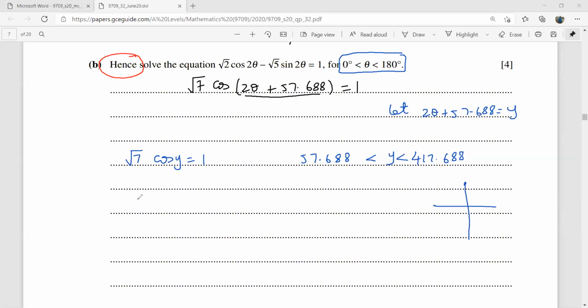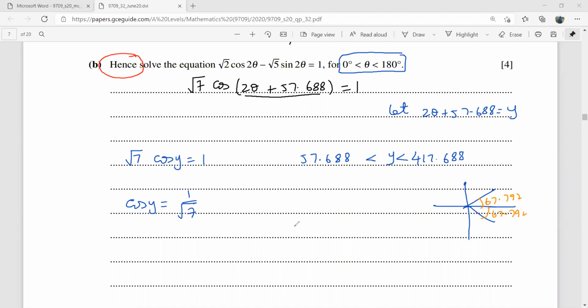Cos is positive because your cos y is 1 over under root 7. We are going to be in these two quadrants, okay? So let's see what is cos inverse of 1 over under root 7. Shift cos of 1 divided by under root 7. That is 67.792, because this is not the final answer, okay?